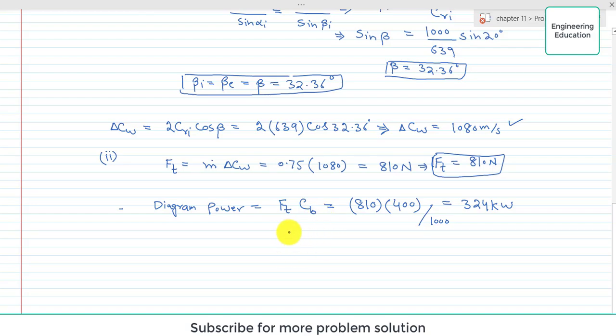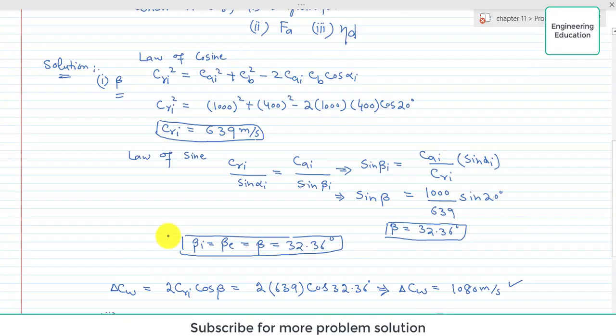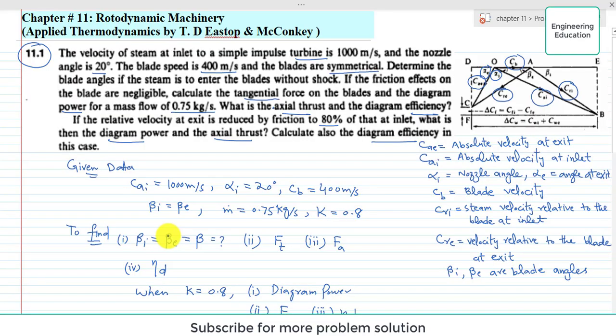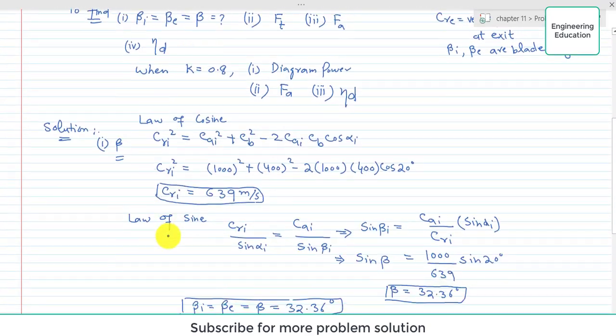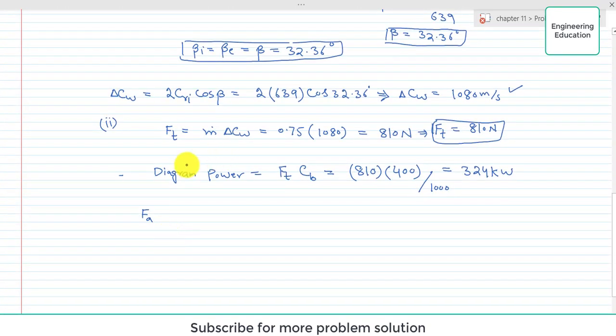In this case, for symmetrical blading and K equal to 1, we have axial thrust FA. Third, we have to find the axial force. This is 0 because the flow velocity remains unchanged through the blade. We can say that when CFI, the flow velocity at inlet, is equal to the flow velocity at exit, in that case the axial force is 0.